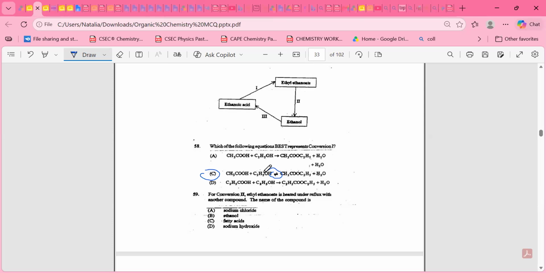So the conversion of ethyl ethanoate to ethanol is heated under reflux with another compound. Remember, hydrolysis is the reaction. We can have alkaline hydrolysis or acid hydrolysis. So we're looking for an acid or an alkaline. Which one are we seeing there? And what's the answer? It's sodium hydroxide.